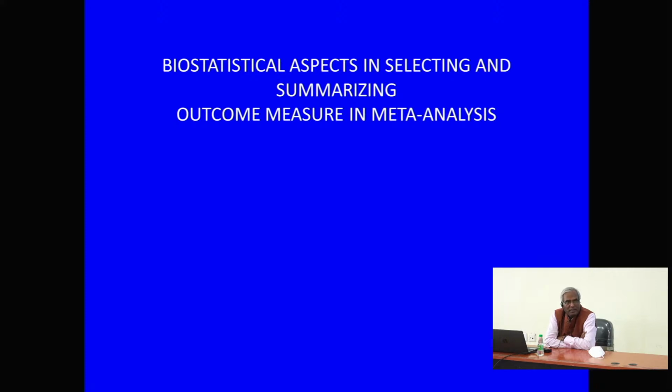And the third criterion which we use is that it should be understandable to the audience, to the stakeholders, in this case the clinicians. So when you combine the results and tell them, they should be able to follow and understand it. So these are the criteria.